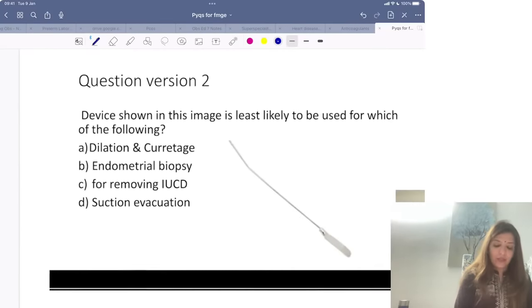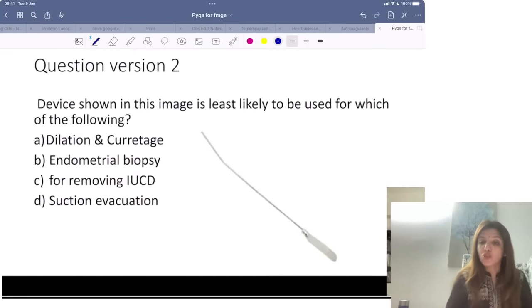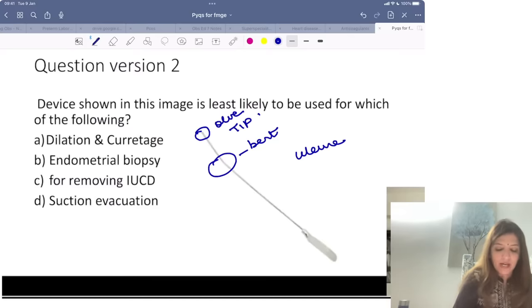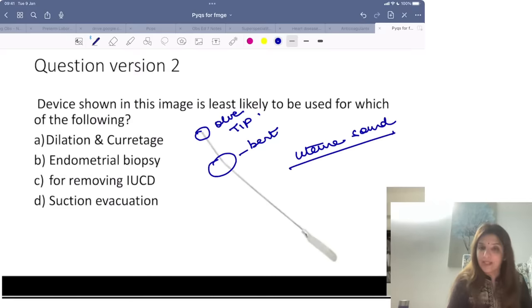Next, there was a question where they had shown you this instrument and asked the least likely use of this instrument. Now, in this instrument, you are seeing a long instrument which has a bend. It is bent and has an olive tip. This is a uterine sound.